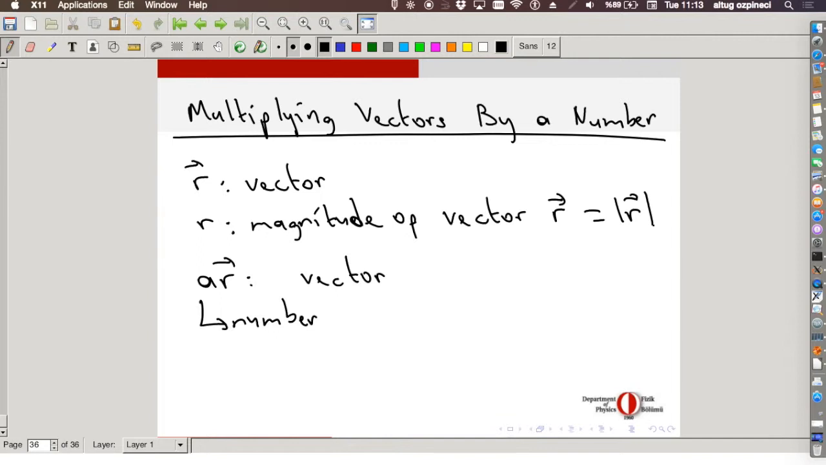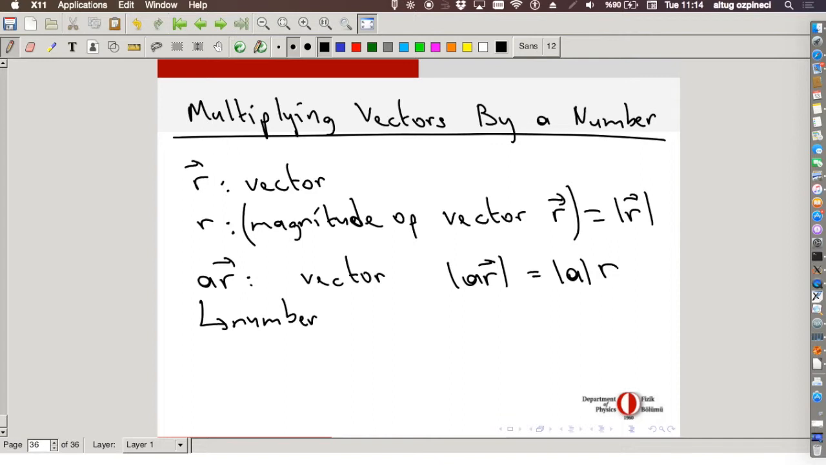So this magnitude of vector R, we also use this notation to denote it. Now, if A times R is a vector, first let's define its magnitude. The magnitude of A times R is nothing but the absolute value of A times the magnitude of R. This is how we define it. So if R is a vector, say 2 meters in that direction, twice that vector will be 4 meters in that direction. I just multiply the magnitudes.